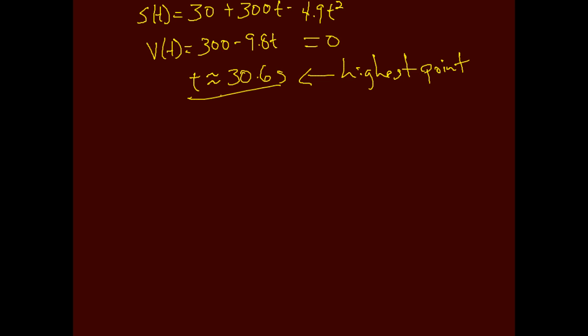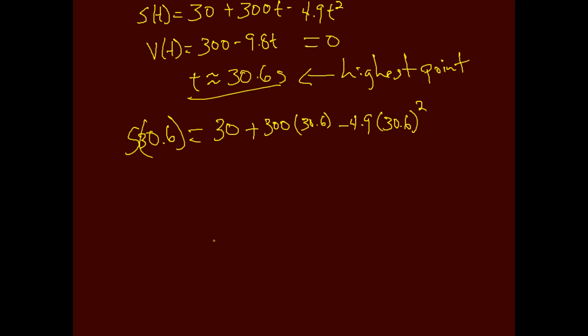So the position is s of 30.6, which is going to equal 30 plus 300 times 30.6 minus 4.9 times 30.6 squared. And this gives us a position of approximately 4,622. Okay, so this is 4,622 meters. Now, that is our position. Our question is, what is the distance traveled?